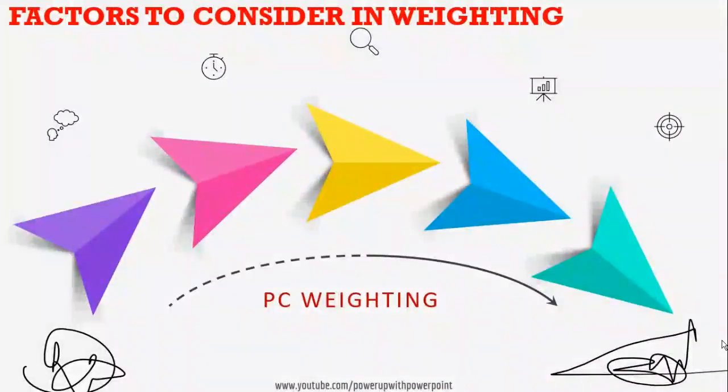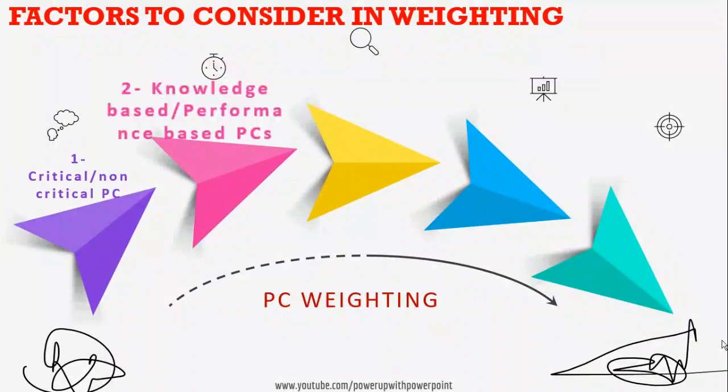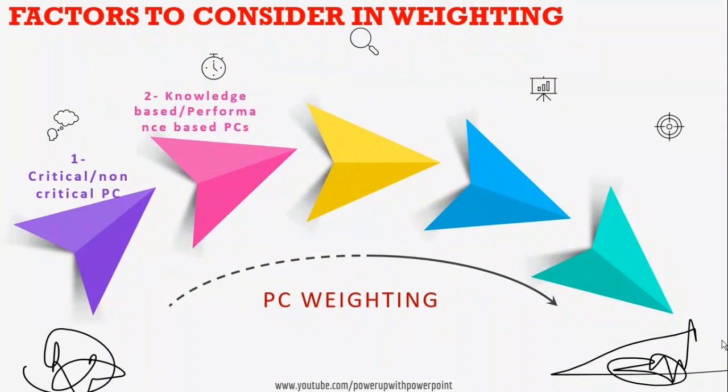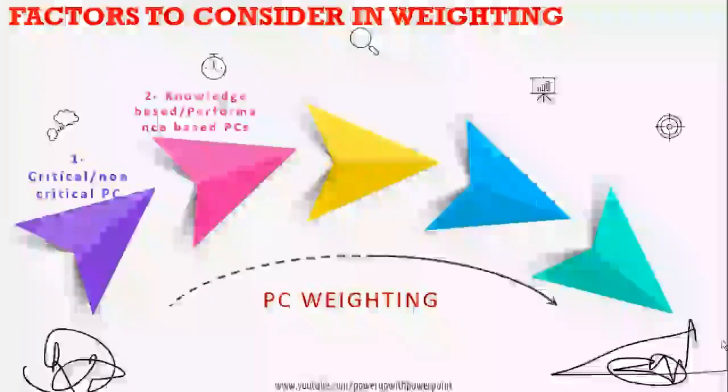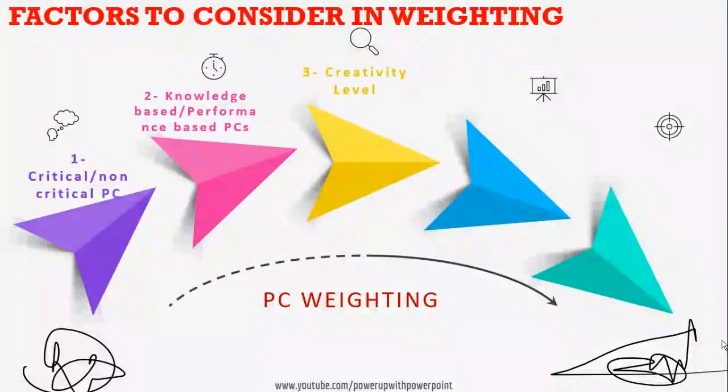So, what are the factors that we need to consider when it comes to weighting of performance criteria? One is what we call critical or non-critical performance criteria. So, you're going to unpack what they mean. The other bit is knowledge-based or performance-based performance criteria. So, the criteria that address knowledge, the basic understanding, and the other bit is performance, and that is skill-based performance criteria.